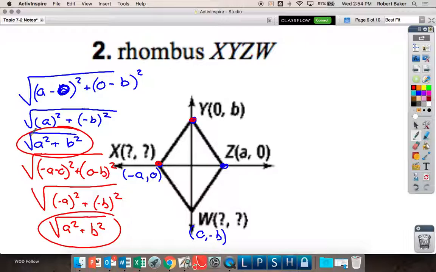So if I was to do that 2 more times, I could prove that shape is a rhombus by proving it has all 4 sides congruent. You kind of see what we're doing?